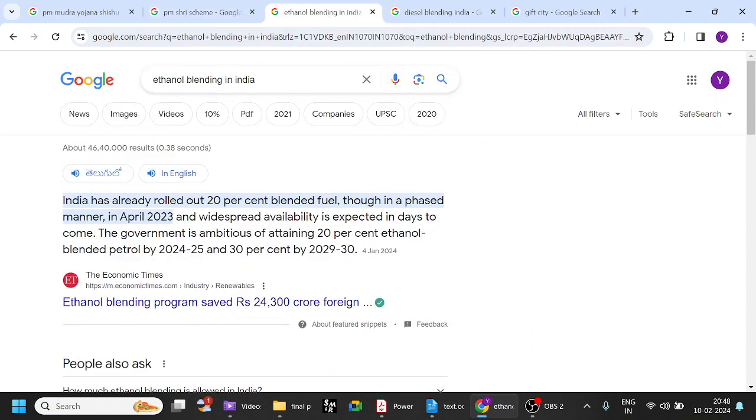Very important. India has already rolled out 20% blended fuel. And more important, we have a target of 20% ethanol blending of petrol by 2024-25. So this can be asked as a question. By 24-25, there has to be 20% ethanol blending in the petrol, the petrol which we get at the petrol bunk every day, right? So there needs to be 20% ethanol blending so as to reduce the carbon footprint, and 30% by 2029-2030. Basically, by 2025, 20%, and by 2030, 30%. This is very important. And this we are talking about petrol.